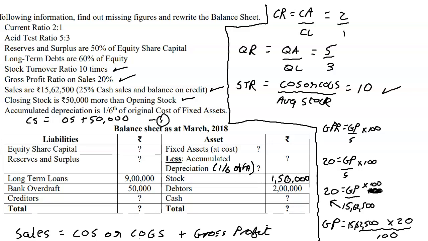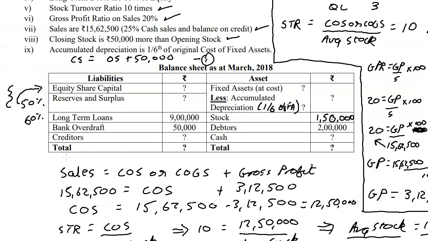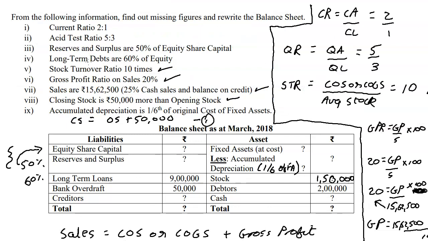Now, what about the rest? We've been told that long-term debt is 60% of equity. How much is long-term debt? There's only one long-term debt item over here, which is long-term loans, which is 9 lakhs. So it's as good as saying that 9 lakhs corresponds to 60%. Therefore, these two together, 100%, is X. And I'm going to cross multiply and calculate that equity portion.